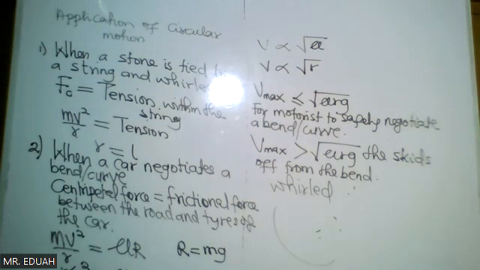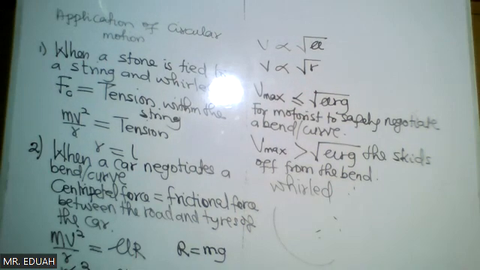So the tension in the string is equal to the centripetal force, or the centripetal force is provided by the tension in the string. So when you calculate the centripetal force, mv squared over r, it is equal to the tension.